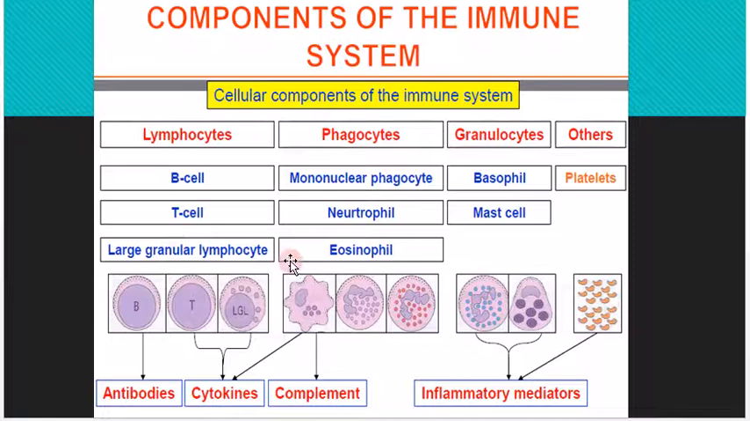This is very self-explanatory. What kind of nucleus do they have? What are lymphocytes, what are phagocytes, what are granulocytes? You must understand that. And what are their functions? The function of the B cells is to produce antibody.